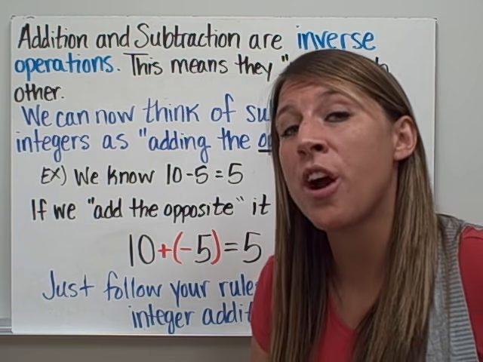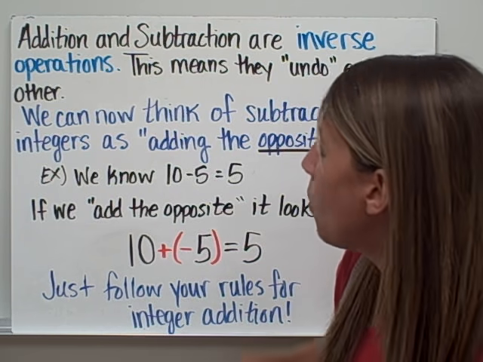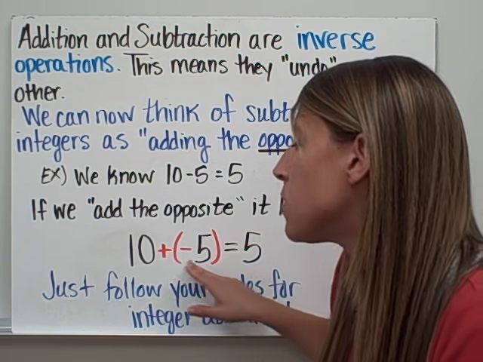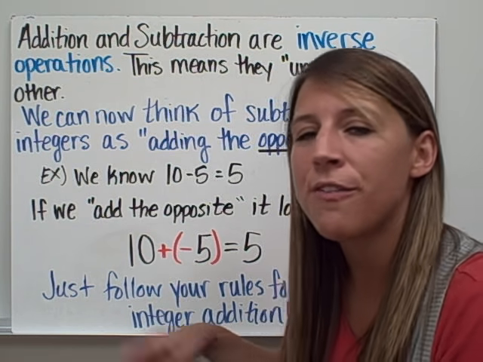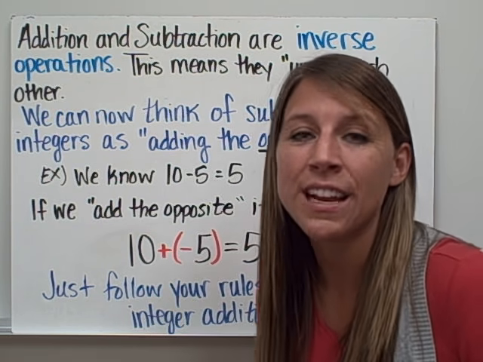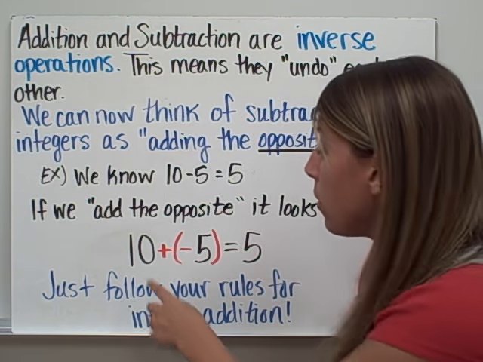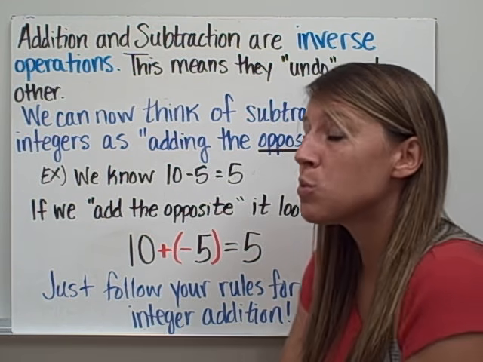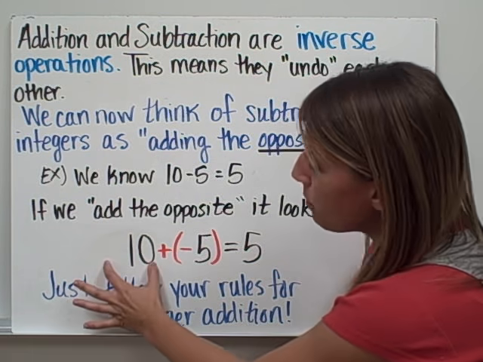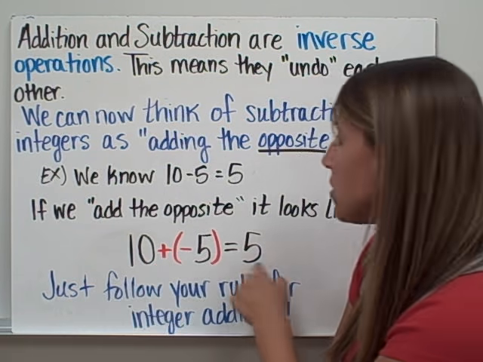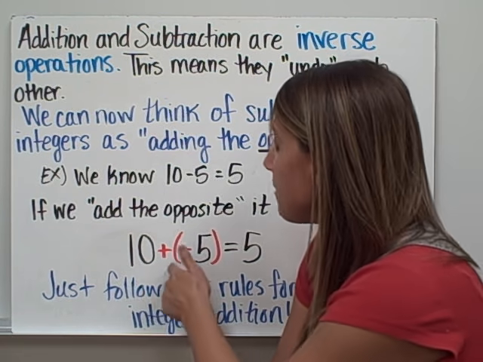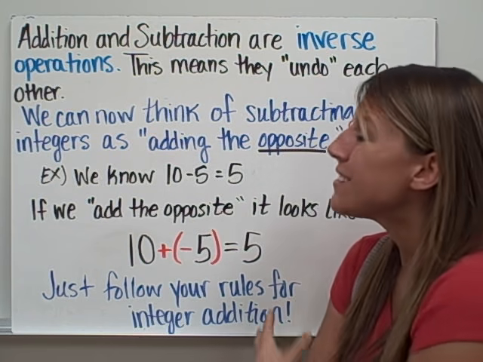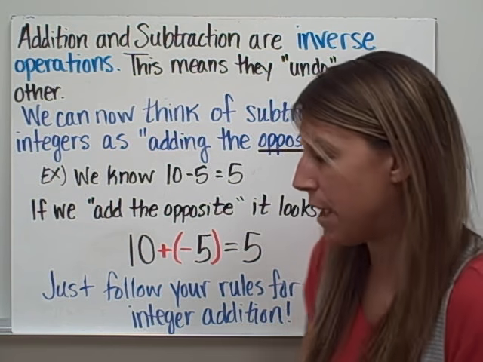Because we are familiar with our addition of integers rules, we now know that if we're adding 2 numbers where the signs are different, we find the difference and take the sign of the number with a larger absolute value. So here, what's the difference between 10 and 5? Well, that's 5. And the number with a larger absolute value is 10, so my answer is positive. So 10 plus -5 is 5, which is exactly the same as 10 minus 5 being 5.